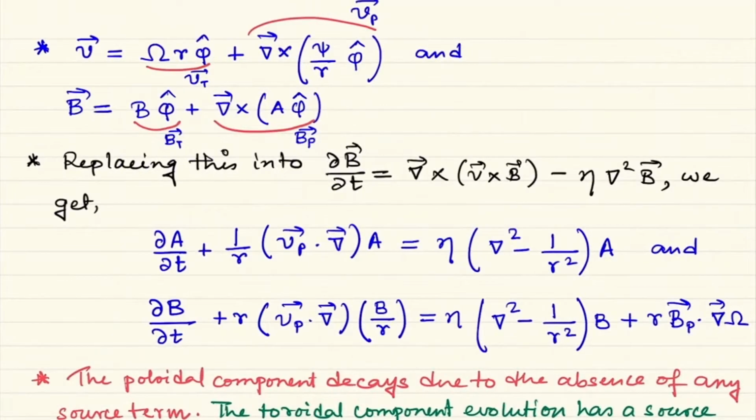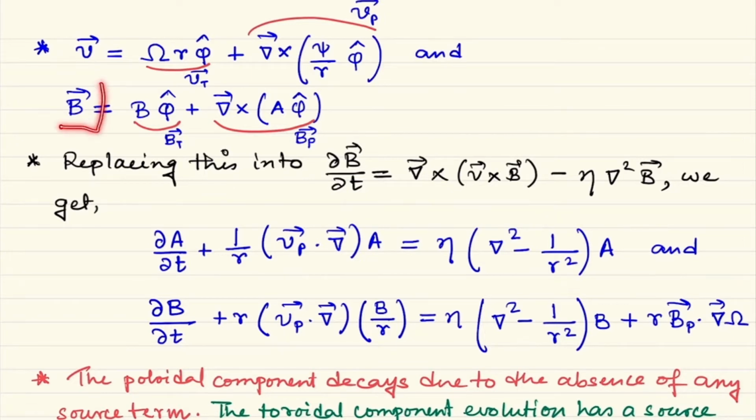Now for our case, velocity and magnetic field can be written like this. Velocity can be written as omega, which should be a constant, something like an angular speed, times r, the radius vector, times phi cap, and this is exactly the toroidal component, plus curl of psi scalar by r times phi cap. So this is the poloidal component. This type of writing is very general for an axisymmetric solenoidal vector.